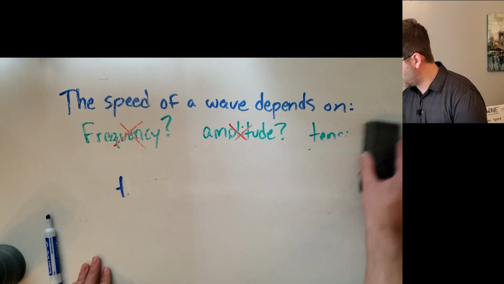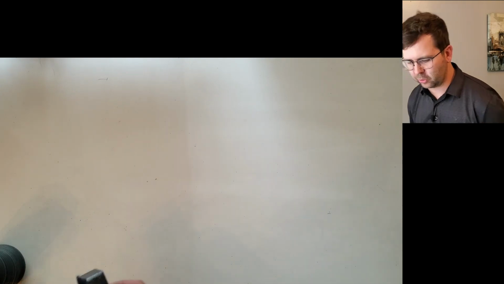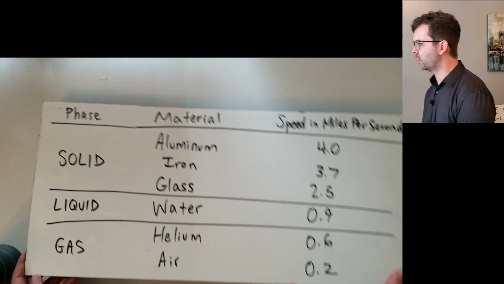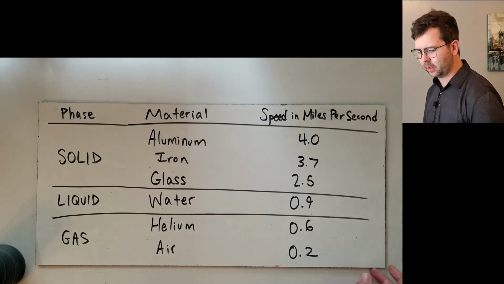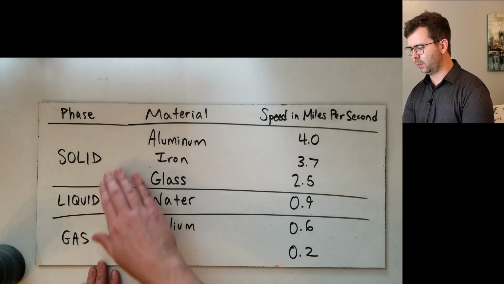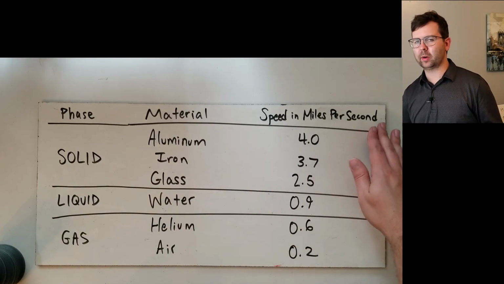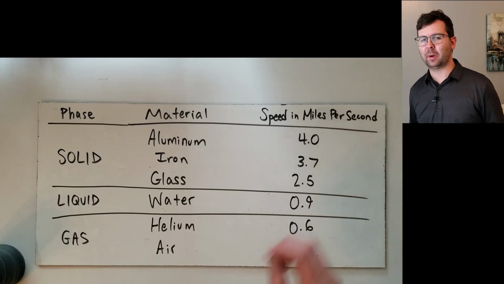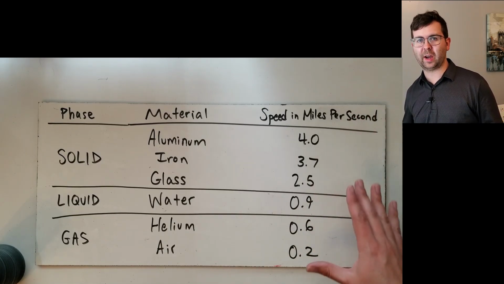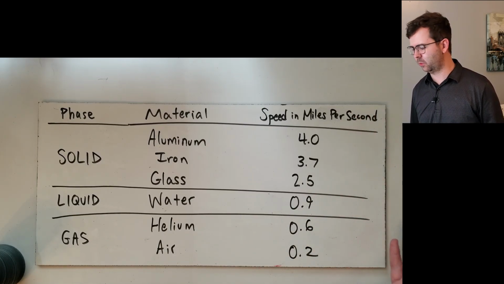And now we can go back to that original question, or that original fact that my teacher posed to me in 5th grade. And it starts to make sense. This is the speed of sound in solids, liquids, and gases. And I wrote the speed of sound over here in miles per second, not miles per hour. So this is very high speed. All of these are very high speeds.